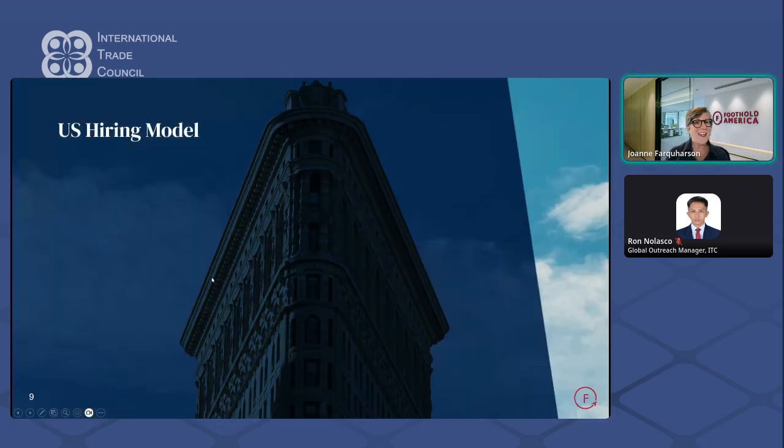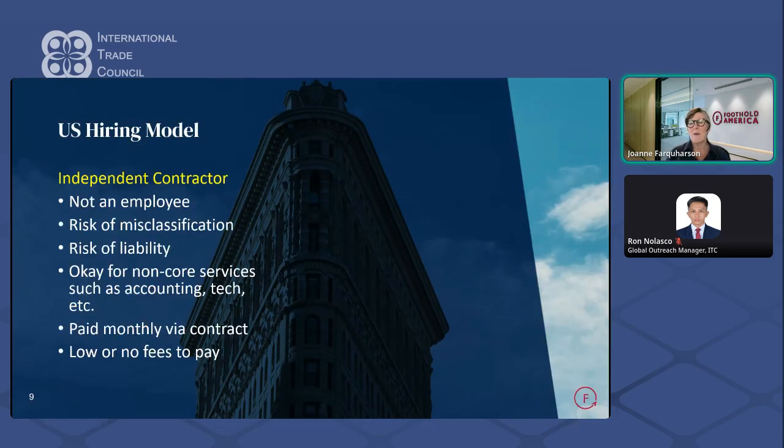Two more hiring models are available to you. One is to hire an independent contractor. Many countries have this sort of terminology. It could be called a consultant, it could be a sole proprietor. Essentially, you are looking to work with someone that is not an employee. You're not paying employer taxes, you're not providing benefits. This person is independent of your company, but you have an agreement with them, say, to provide IT services or accounting services or to sell your product.